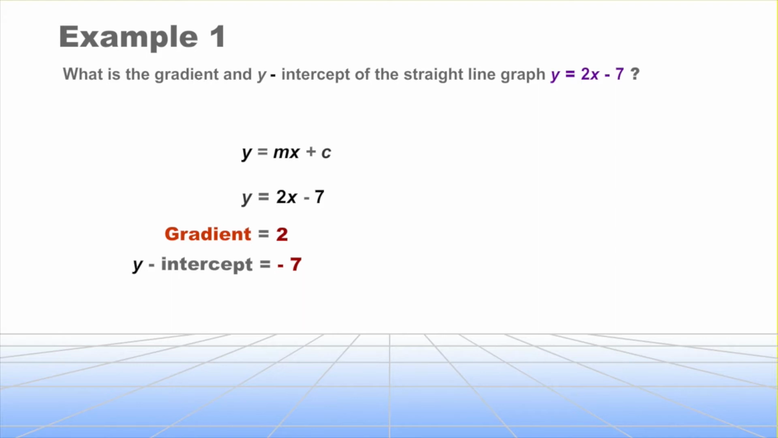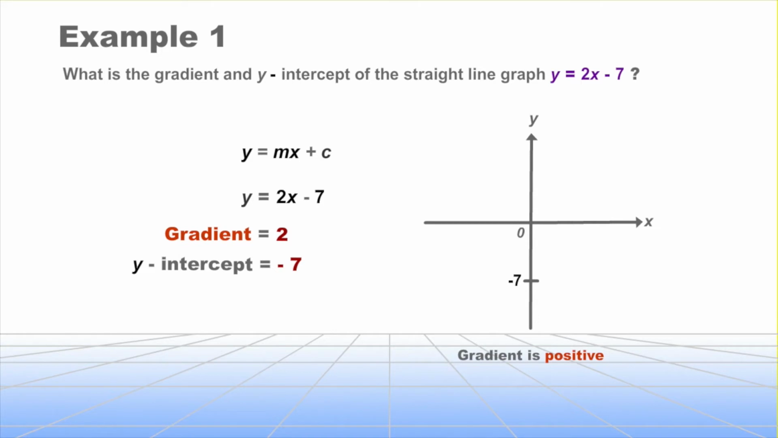Now, it is always good practice to reflect on our answer. In this case, how would the graph actually look like? When we sketch the graph, we usually label the y-intercept first. Since the y-intercept is negative 7, we mark the point and label negative 7 on the y-axis. And since the gradient is positive 2, this tells us that the graph must be increasing from left to right, and it has to pass through the y-intercept at negative 7.